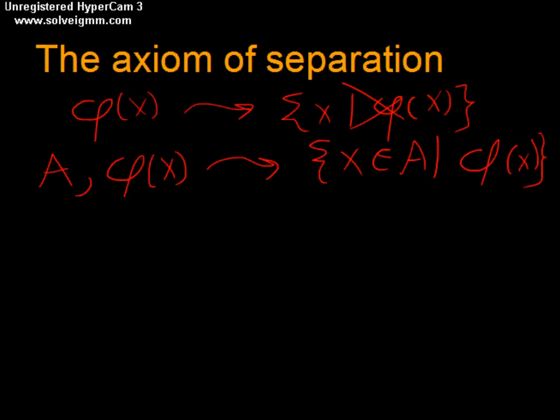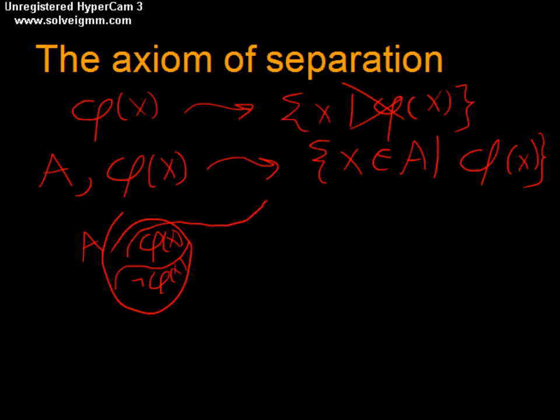In other words, given our set A, we can separate the set into two sets: the set where phi(x) holds and a set where the negation holds. And this set is exactly this. Hence the name axiom of separation. In this way, Russell's paradox does not show up.